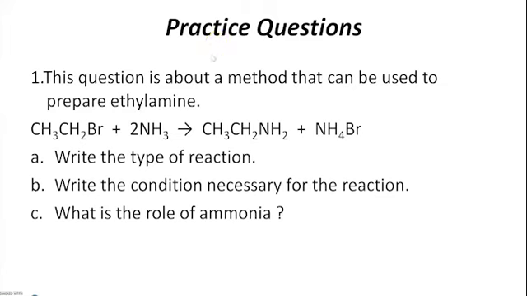I hope you understood the topic. Let's try these questions. This question is about a method that can be used to prepare ethylamine. The equation for the reaction is given. Write the type of reaction, write the condition necessary for the reaction, and what is the role of ammonia in this reaction.